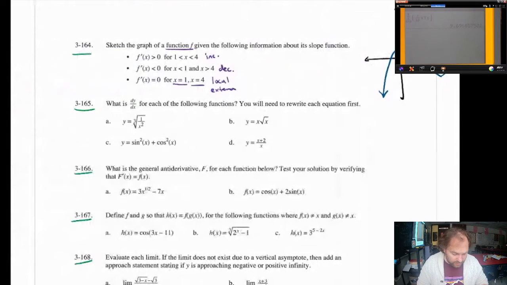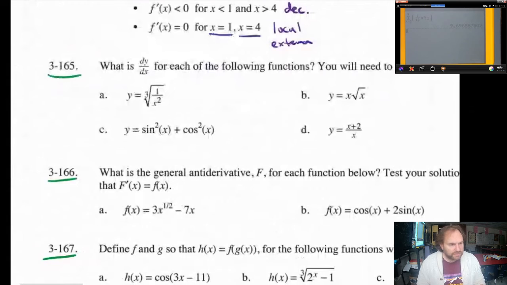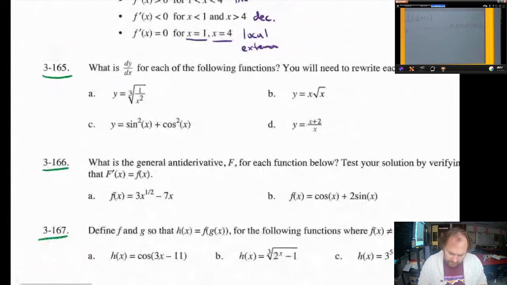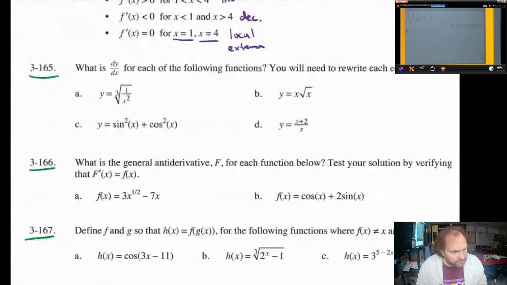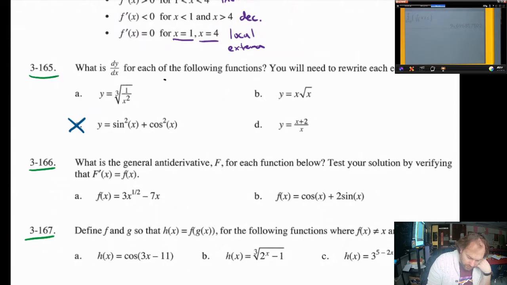Speaking of derivatives, in 3.165, we have some more basic power rule derivatives to do here. Let's see. We will need to write each equation first, so let's do that. I do not want to do C right now because I'm not really interested in trig identities being a big issue for anybody. So let's not worry about C. Let's just look at A for now. Okay, so the rest of these problems are totally doable if you rewrite them as polynomials. This first one here, y is equal to, well, that's an x to the negative second power inside of that 1/3 power.